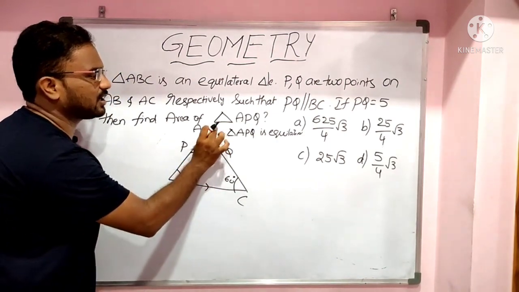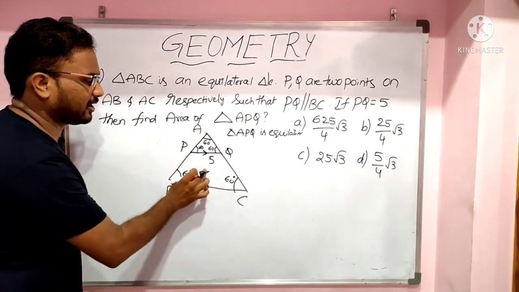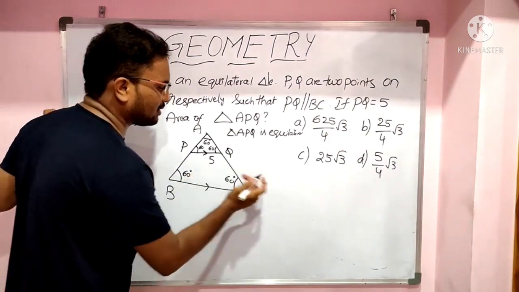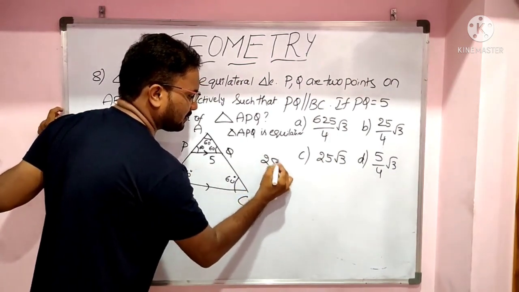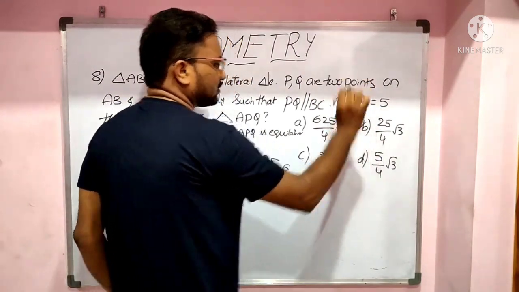Okay, and we need to find the area of triangle APQ. The triangle side is 5. How can you find the area of a triangle? Half square root 3, so (5 by 2) whole square. 25 by 4 root 3. Answer: 25 by 4 root 3.